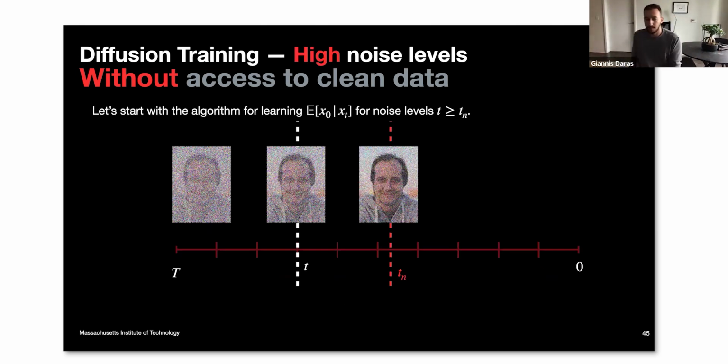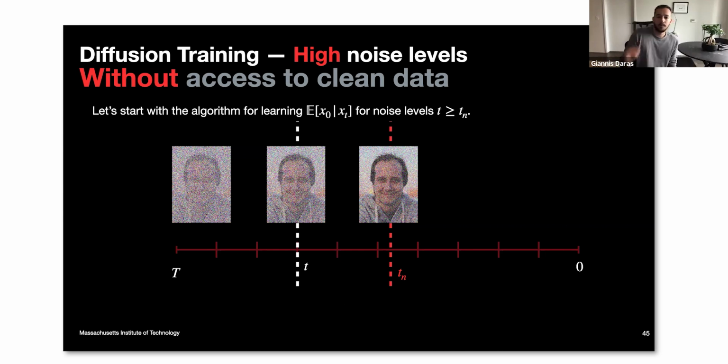So let's start with the easier problem. Just to see it visually, there is this wall, this T nature, this is the red dashed line. And what you want to do is learn the denoiser at this other time T, which has more noise, illustrated with this white dashed line. So that's the case.